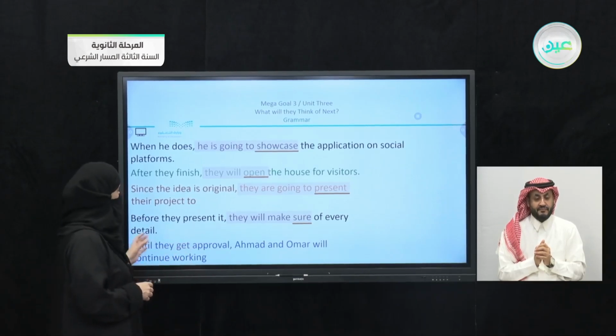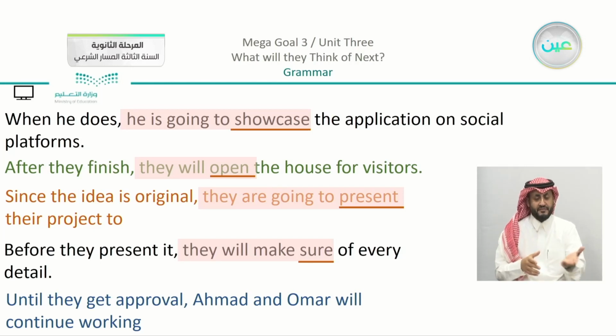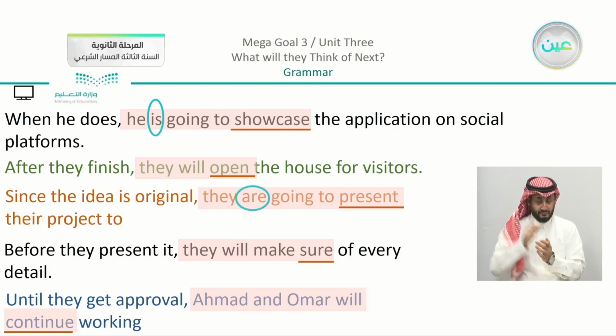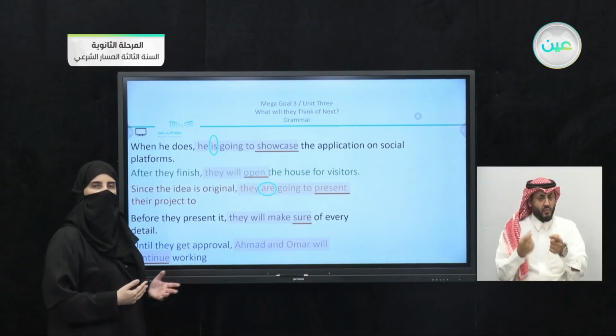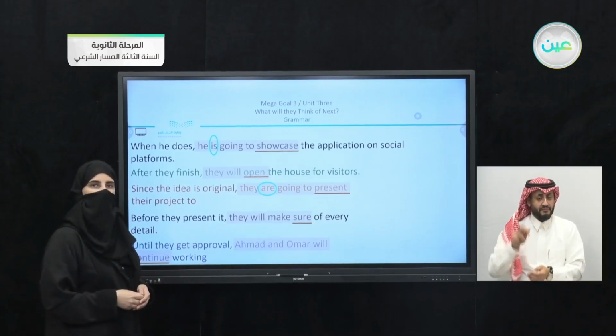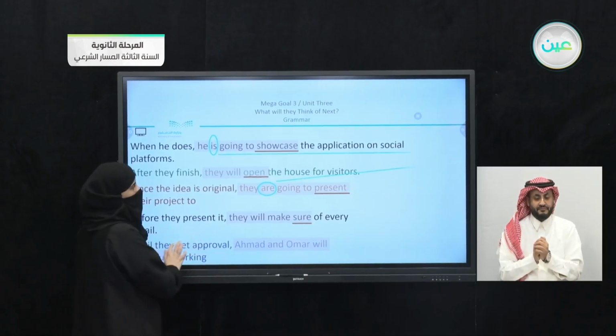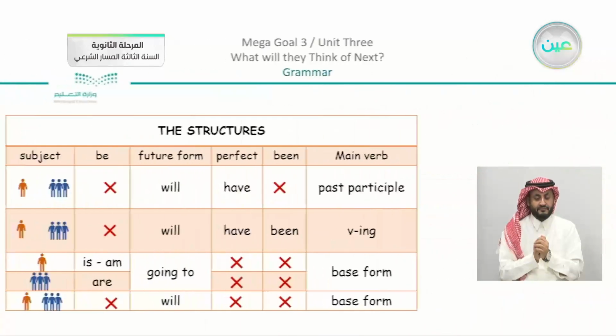And we have here the last one, until they get approval, Ahmed and Umar will continue working. Also we have here will continue. So just to make sure that you use is and are correctly with going to, and if you just have will in the sentence, you do not need a helping verb. Okay, so we have verb to be.